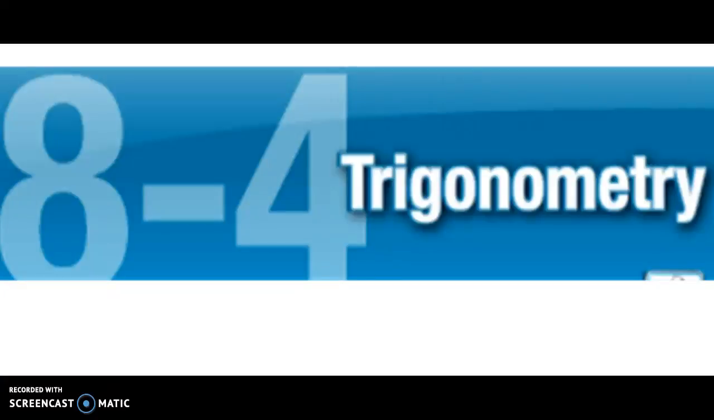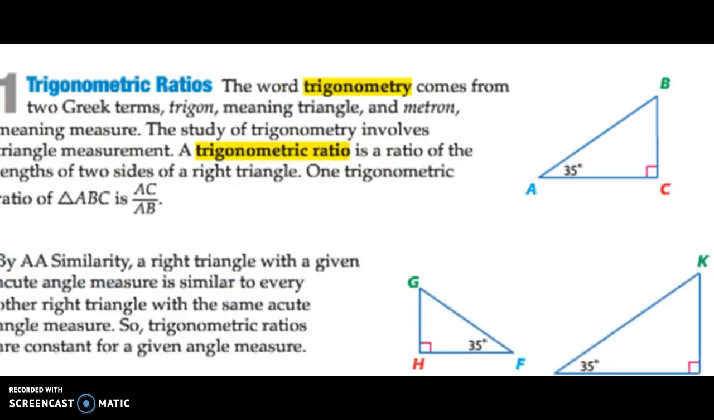Today we're going to be talking about trigonometry. Trigonometry is a Greek word that means triangle measure, which essentially is how we find the measures of triangles according to their angles and trigonometric ratios. It's a ratio that compares two sides of a right triangle. Notice it has to be a right triangle right there at first.